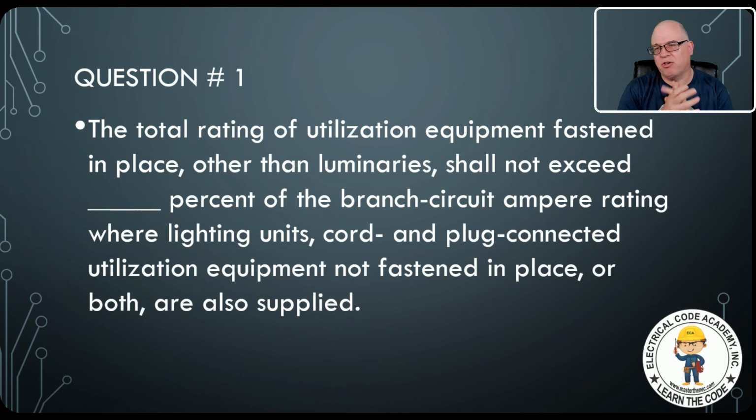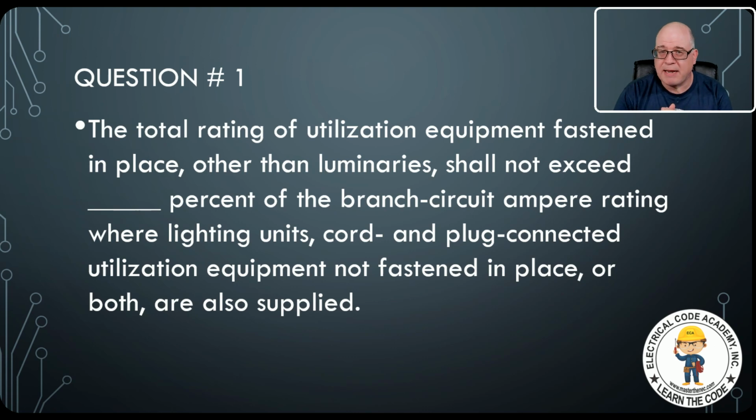But you have to do something that is going to basically limit the amp rating of that utilization equipment that's fastened in place from being on that branch circuit. If it's a 20 amp branch circuit, it's a 20 amp branch circuit. But this rule is if you're going to have the lighting units and cord and plug connected utilization equipment that is not fastened in place on the same branch circuit as various utilization equipment that is fastened in place, then you're going to have to take a strong look at the utilization equipment that is fastened in place.